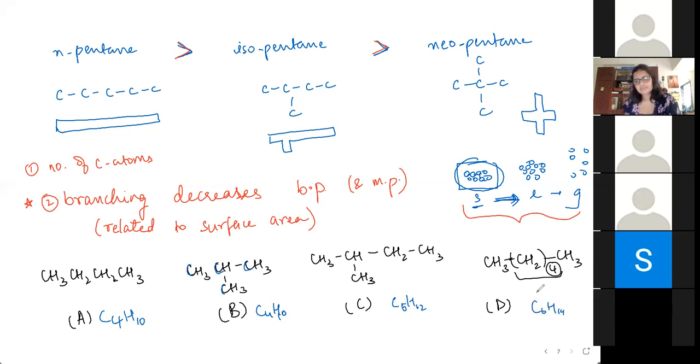So based on this, you'll get an order. Now A and B have the same number of carbon atoms. The difference is that A is straight and B is branched. So B will be lowest. After that comes A, then C, then D. That's how you go about it. Very simple. First, look at the number of carbon atoms. Then, if you're confused between two, look at the branching. That's all there is.